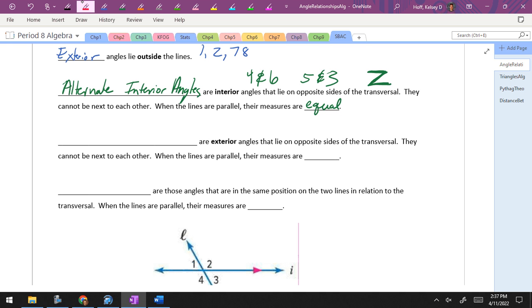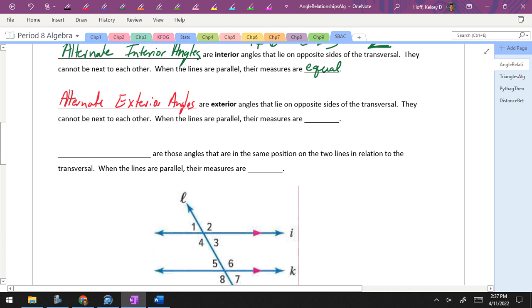Okay? Your next set of angles are called alternate exterior angles. The only word that changed was interior changed to exterior. So in the definition, same thing. Both exterior angles, they're on opposite sides of the transversal. They cannot be next to each other.